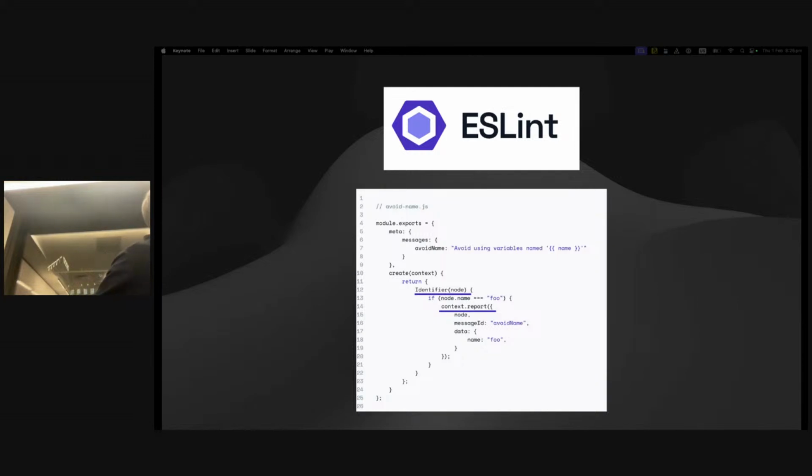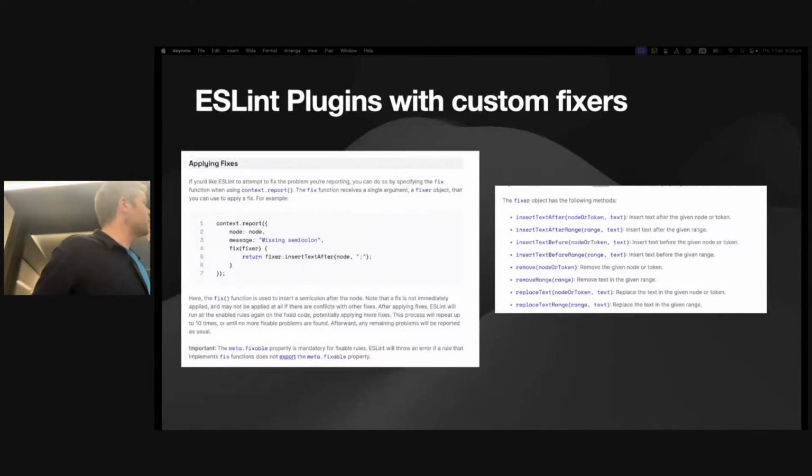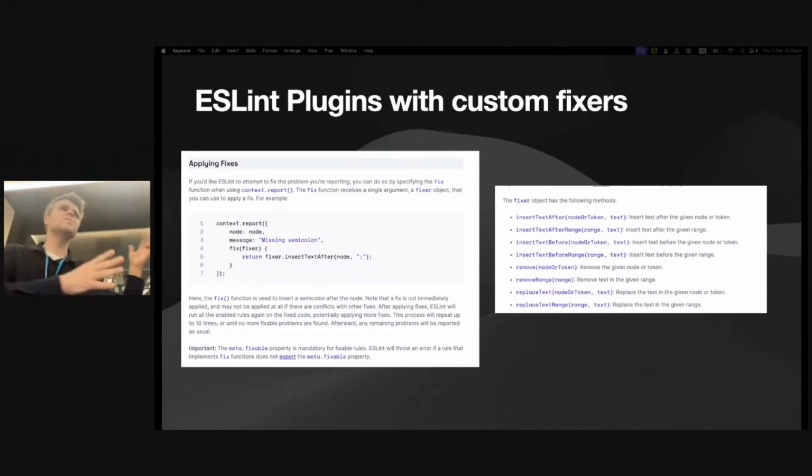So here's an example. We're looking for an identifier node in the AST with the name of foo, and then we'll report it. If you wanted to add a custom fixer though, for example, with ESLint, you can add to the report function a fix method, and that gives you this fixer object. And instead of modifying the AST, it actually modifies the string directly. It's a slight variation, but it's still basically AST-based.